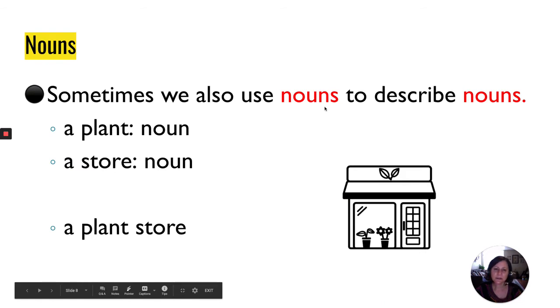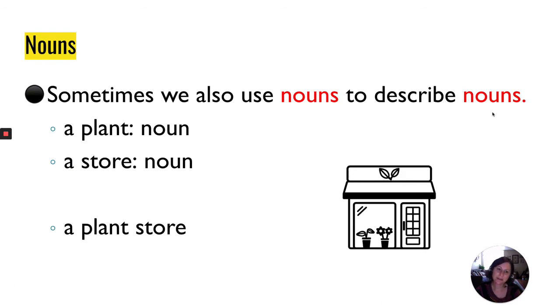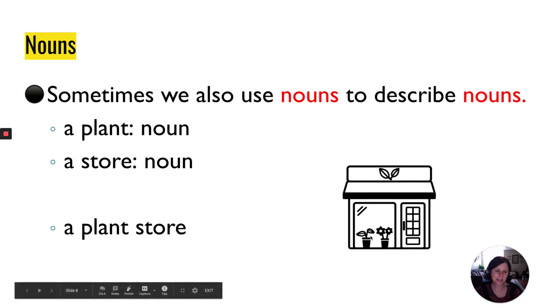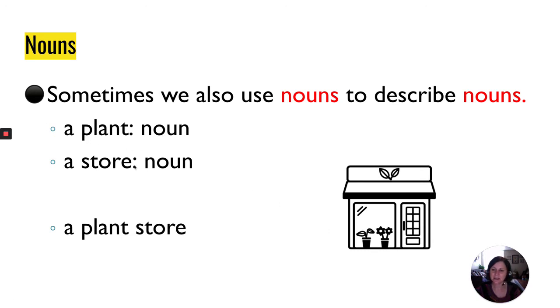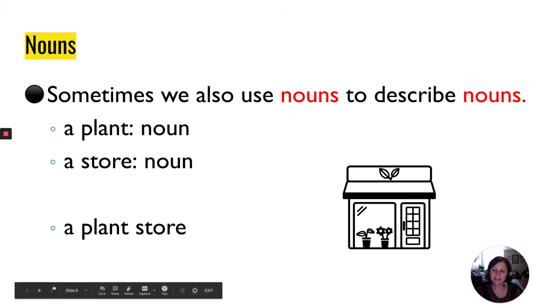Sometimes we also use nouns to describe other nouns. For example, a plant, like these right here, is a noun. A store is a noun. I could say a plant store. This is a store that sells plants. So I have a noun describing another noun.